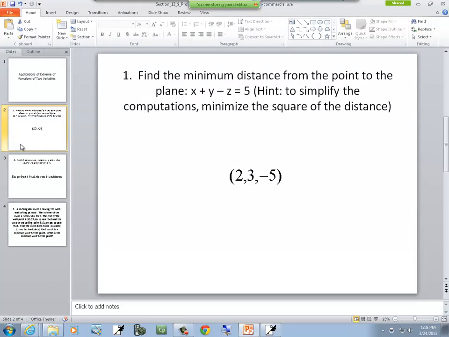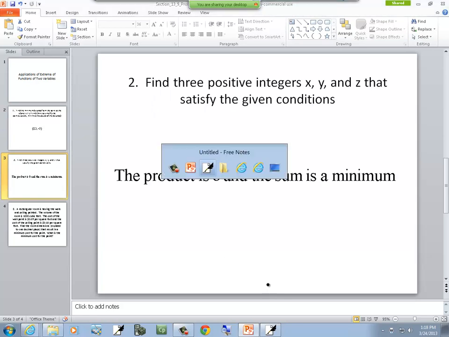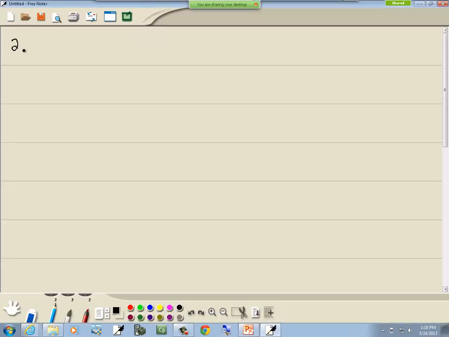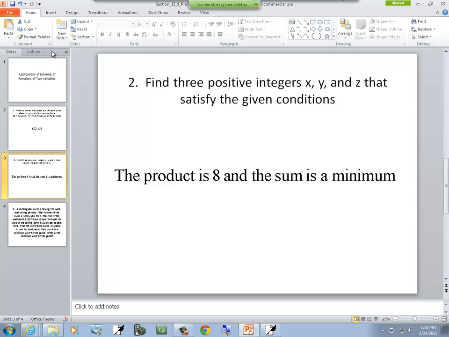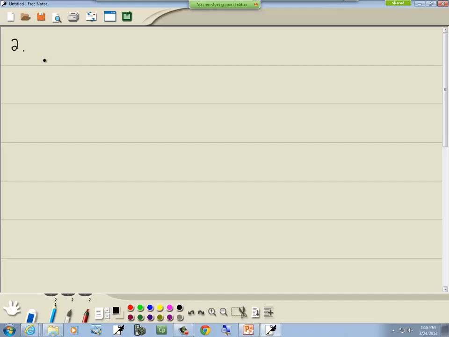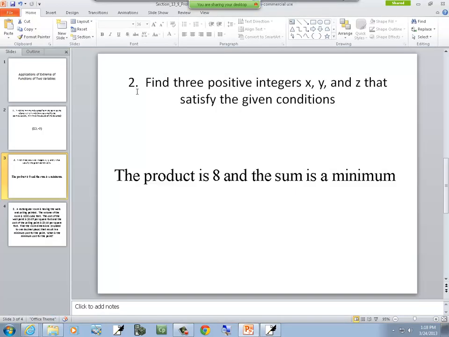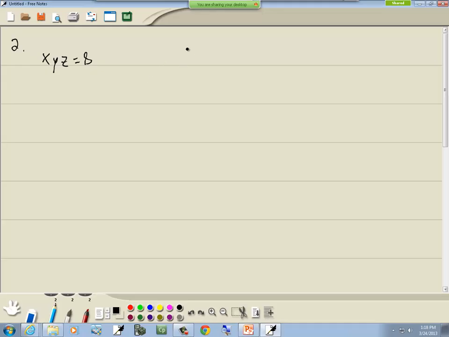Let's look at our second problem. We got: find three positive integers x, y, and z satisfying the given conditions. Product is 8, and the sum is a minimum. Product is 8. Well, that means that x times y times z is equal to 8. And the sum is a minimum. So our sum, I'll say s, is equal to x plus y plus z. And we want to minimize this.